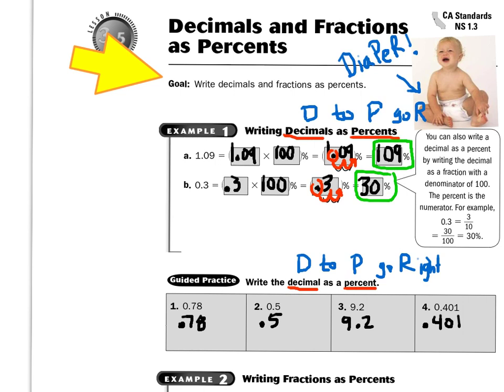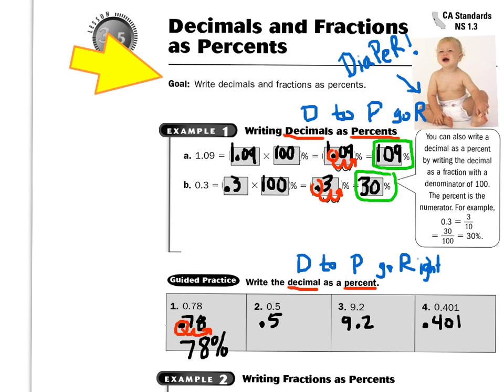Okay, let's do a couple of these together. So I'm going to grab my red pen and take a look at guided practice. We're changing the decimal to a percent, so we're going to go to the right. So look at number 1. I grab the decimal point and I move it 2 places to the right, and so that would give me 78%. I have to put the percent symbol on, okay?